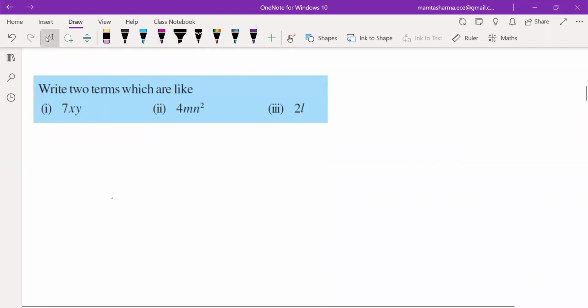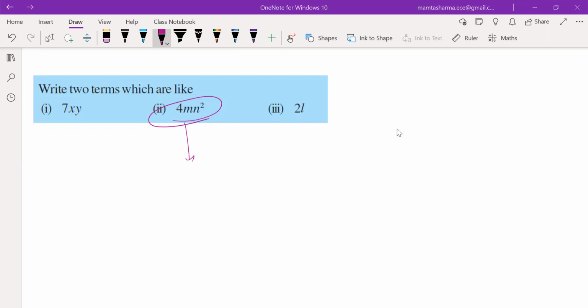Okay. So now could you tell me two like terms for 4mn square? Harshita, tell me. Harshita is having some confusion, let her say. Okay, Nitya, you tell me. 7.14 n square m. 7.4 m n square.